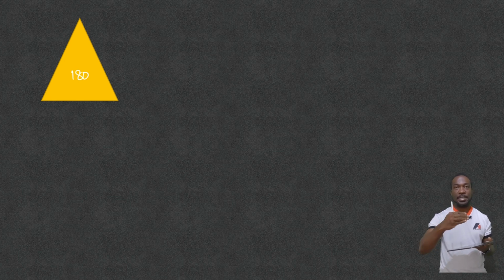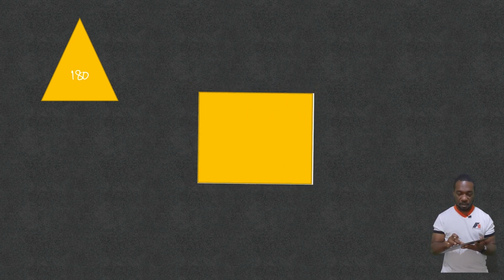So here we have our first polygon. It's a triangle. Now, we already know from previous videos you've watched with me that all the angles in a triangle add up to 180 degrees. And everything we're going to do now will be based on that particular knowledge. All right, let's go for our next polygon then, a quadrilateral.